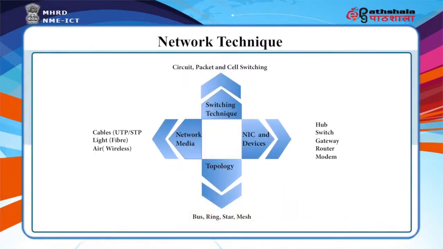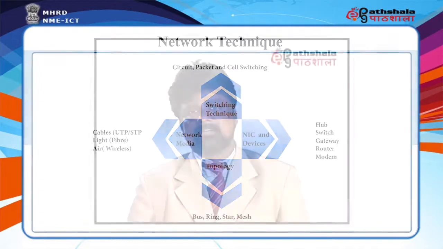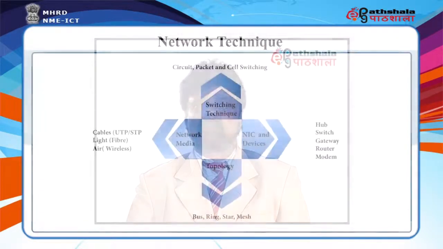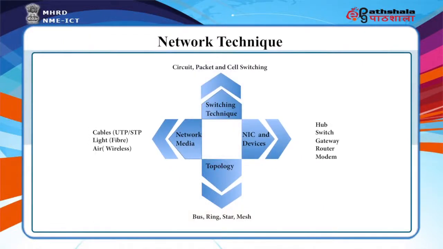Then how a network is connected: the common topologies used, such as bus, ring, star and mesh network topologies, for connecting the computers over a network. Then the essential devices which are required, like network interface card, hub, switch, router, modem and gateways, and where exactly these devices are used. To start with, what is a network?